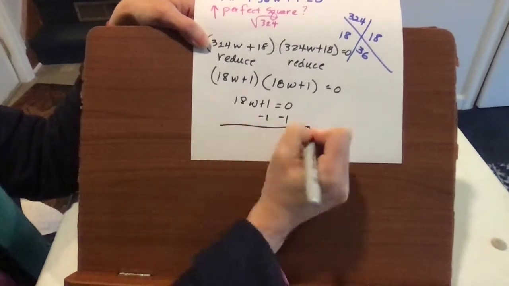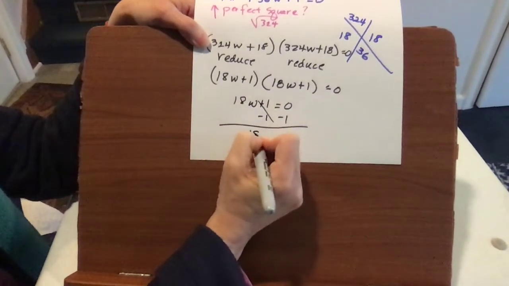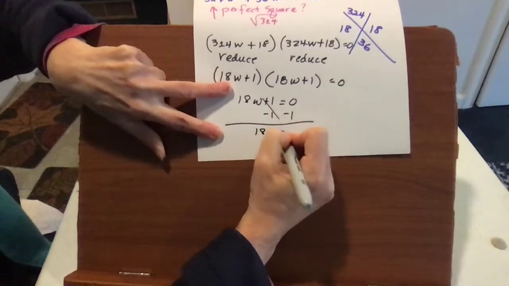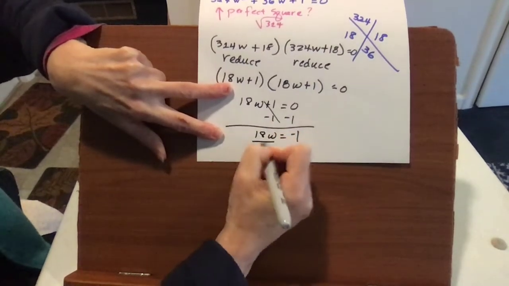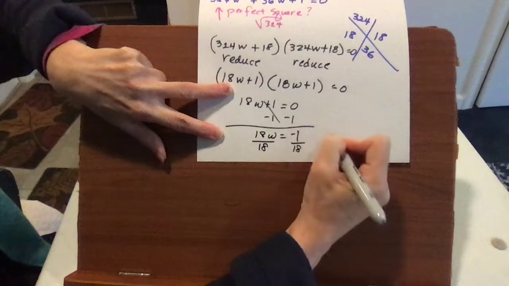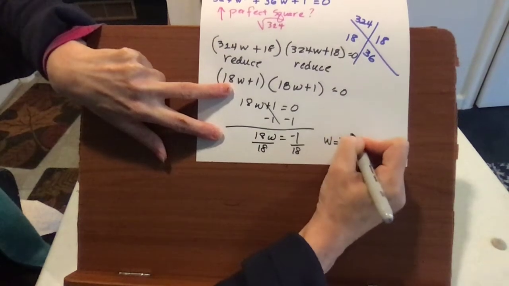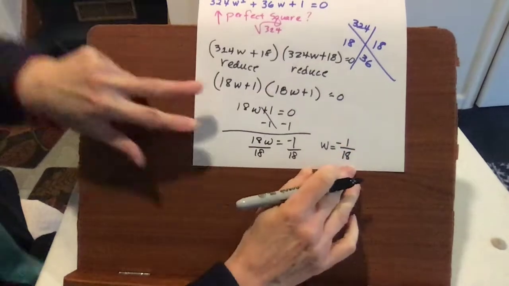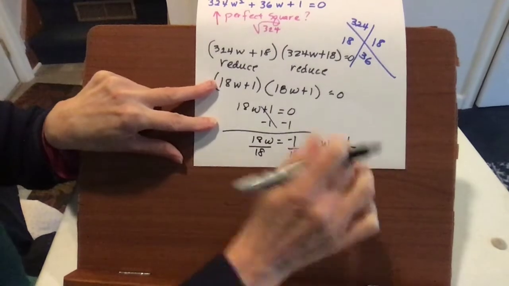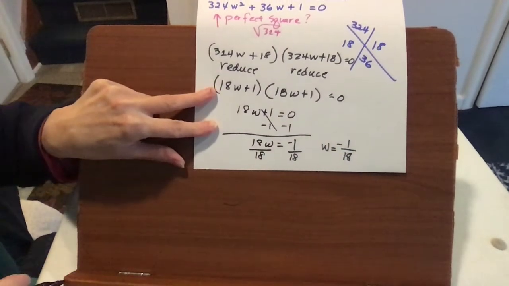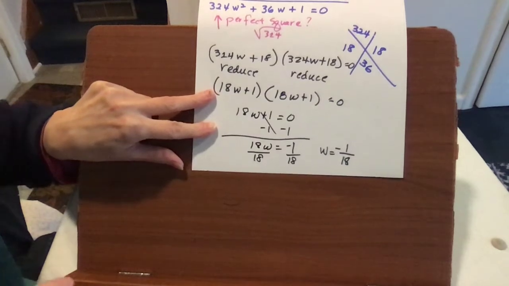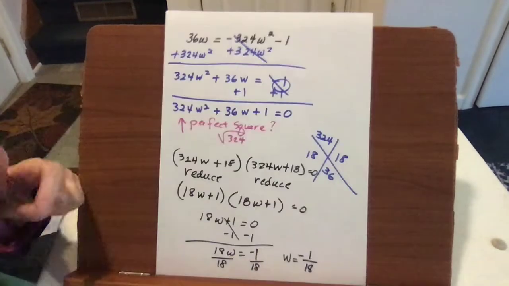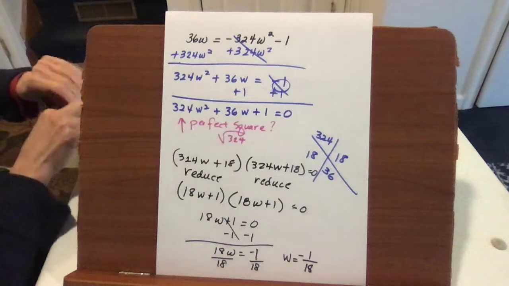Now nobody said it's going to be a pretty answer. 18w equals negative 1. Divide by 18, divide by 18, and w equals negative 1 over 18. Again, there's only one answer for w. It's a vertex point, but that is where your parabola would touch the x-axis. That is the answer for w, negative 1 over 18. All right.